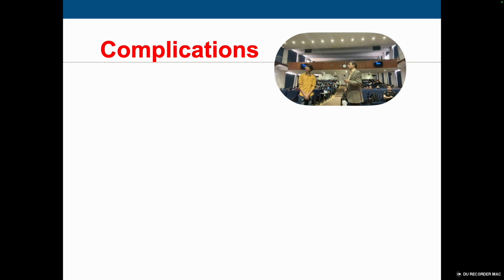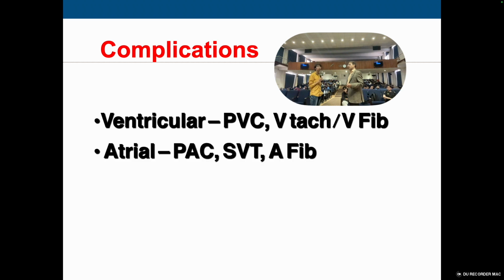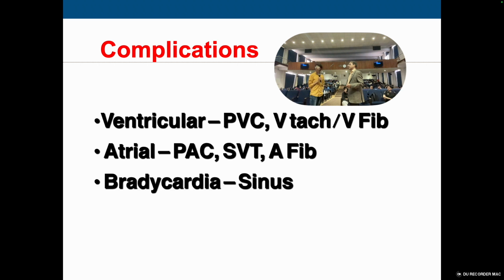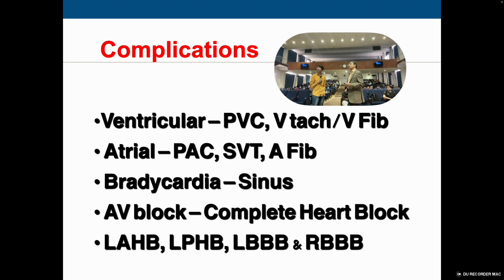And what are the complications of acute MI? You can have arrhythmias: ventricular premature beats, tachycardia, ventricular fibrillation. Good, next. It can also lead to atrial arrhythmias: premature atrial contractions, SVT, atrial fibrillation. Next. Pericarditis. Bradycardia, sinus bradycardia. AV block. Anterior hemiblock, posterior hemiblock, bundle branch block. So you can have these complications.